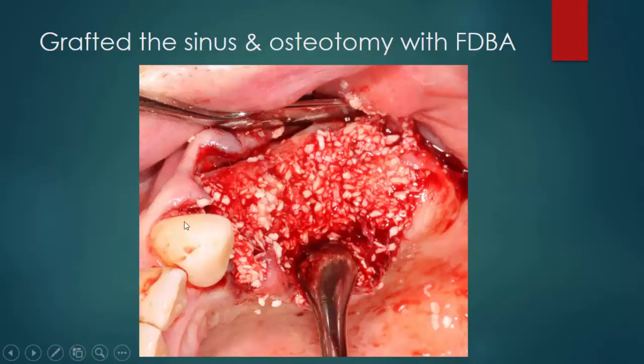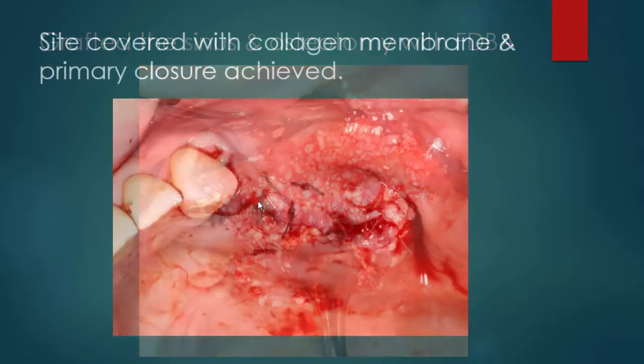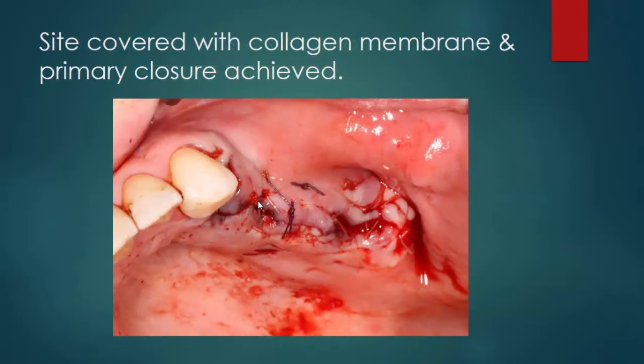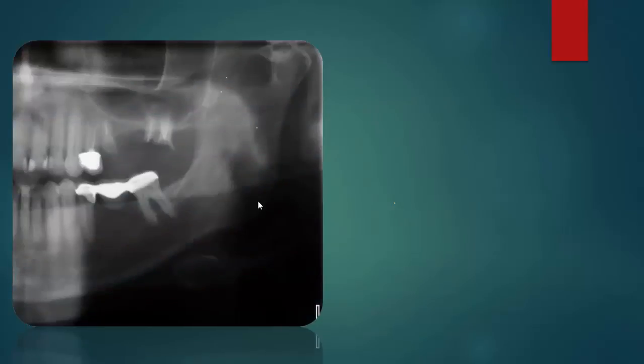Even the remaining socket after I did the extraction, I did socket preservation on the adjacent teeth, and I covered everything with a membrane and sutured the flap. It's very important with such cases to have a primary closure. Of course, we also have to be very selective in our cases.